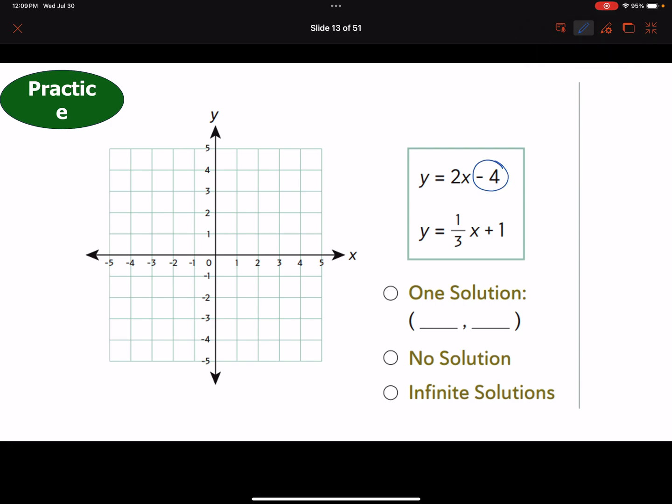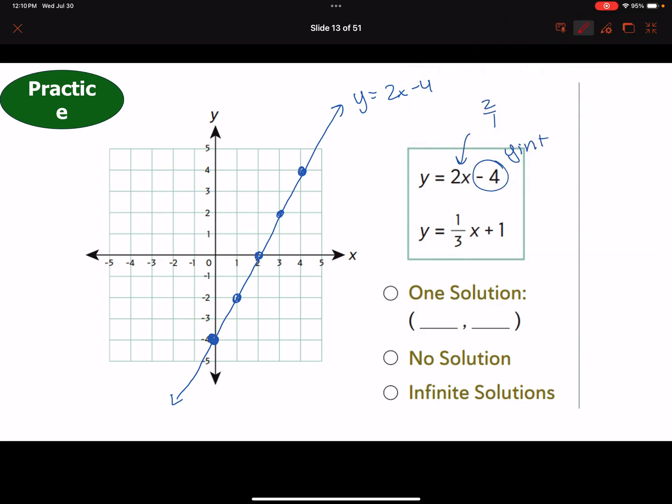So again, y-intercept is at negative 4. My slope is 2 or 2 over 1. So I'm going to go up 2 and over 1, up 2, over 1, up 2, over 1, up 2, over 1. I've got my line for y equals 2x minus 4.